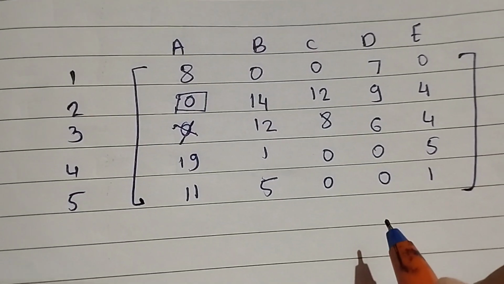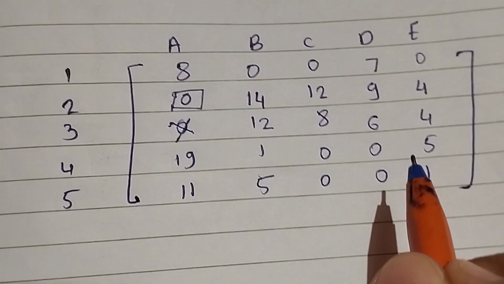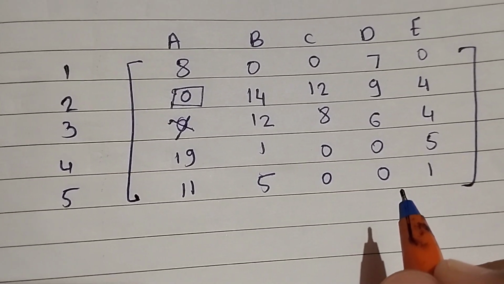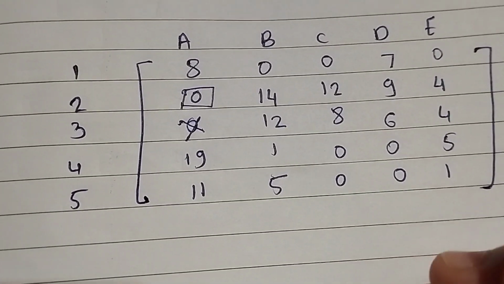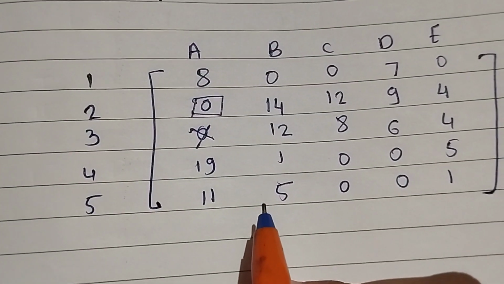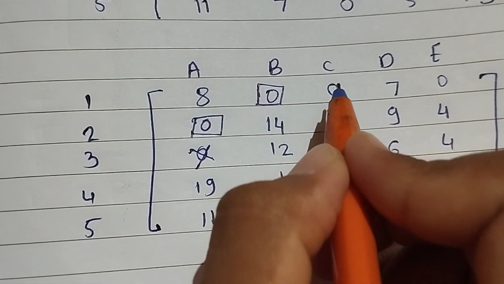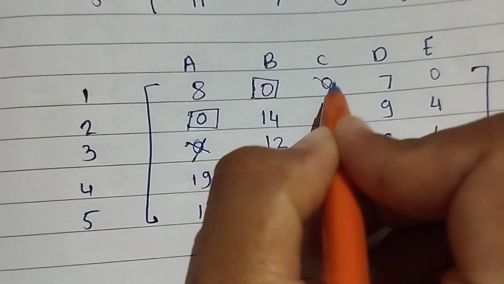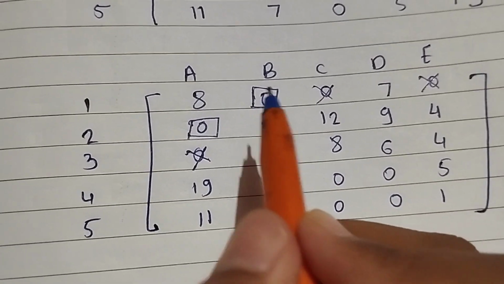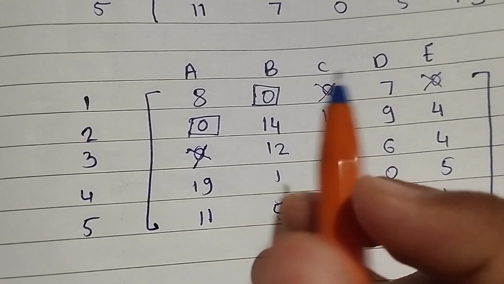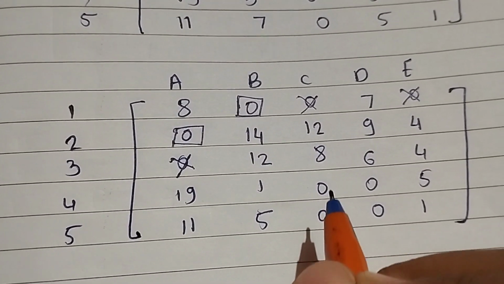Any row has a single 0? No. For the first row 3 zeros are present. For the fourth row 2 zeros are present, and for the fifth row 2 zeros are present. So we check for the column. Any column has a single 0? Yes. The second column has a single 0. So we make the assignment and cross all the zeros from this respective row and column. So these 2 zeros are crossed because this is the 0 present for the assignment and no other 0 is present in the column. Now we move for the next column.